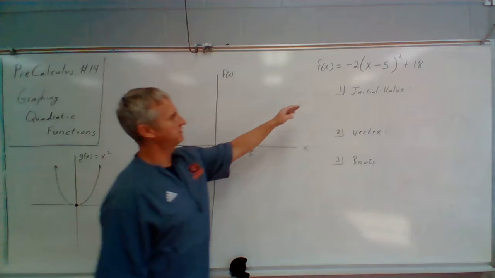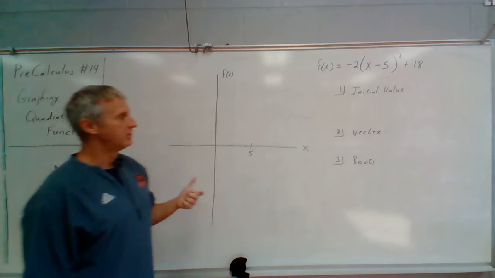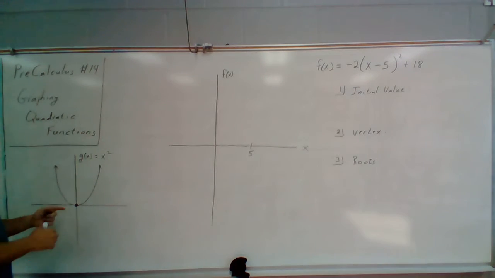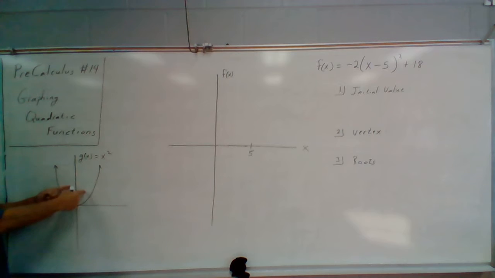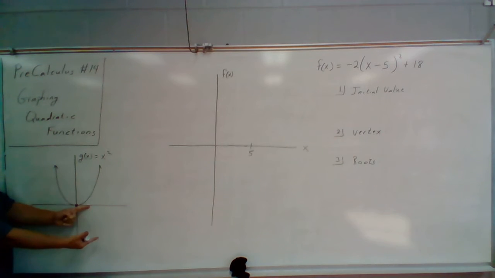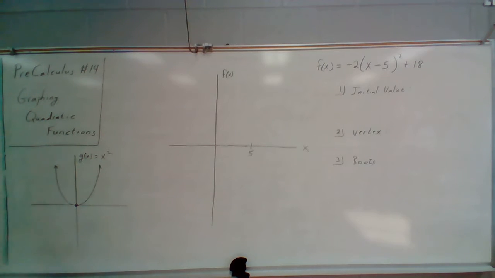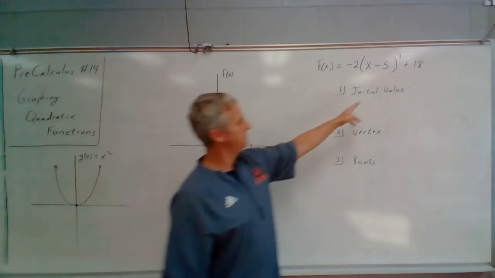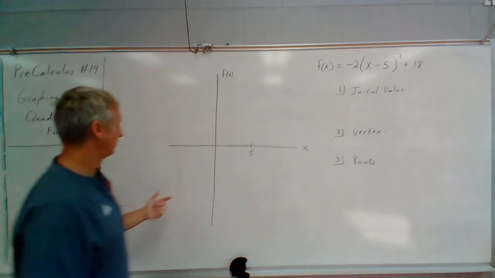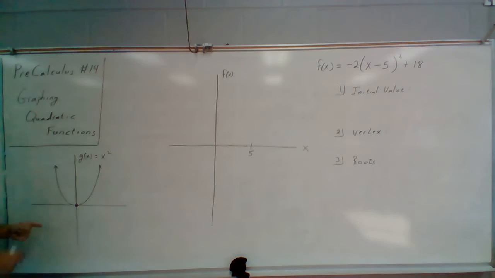Now, this negative 2 being multiplied in the front. Remember, that negative 2 will multiply every y value on this graph by negative 2. So that will cause this graph to be steeper and skinnier and flip across the x-axis. So this graph would get shifted 5 to the right, flipped across the x-axis, and made steeper and skinnier. This plus 18 out on the end would shift the entire graph up 18.